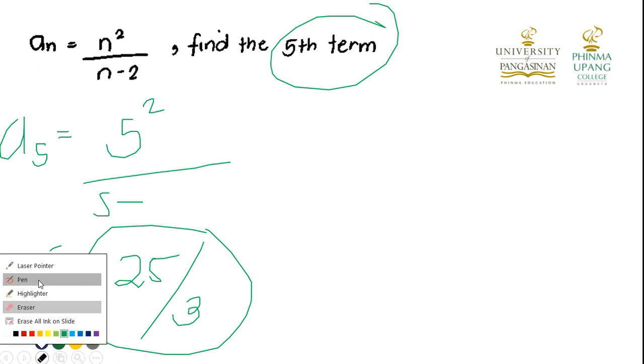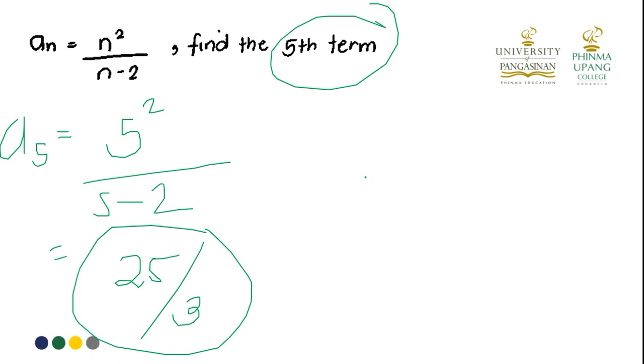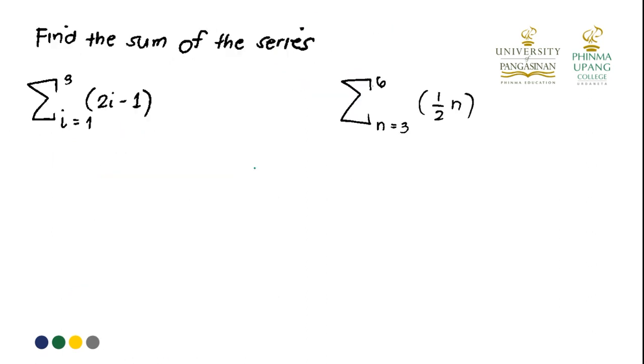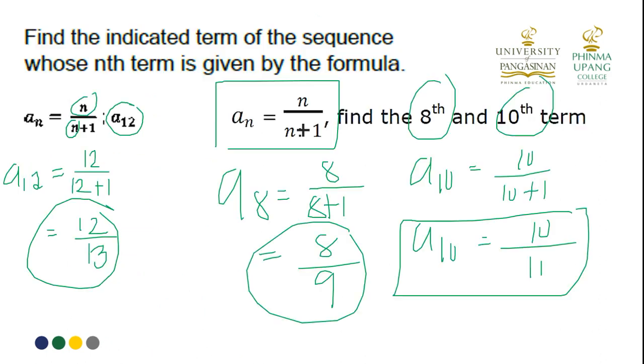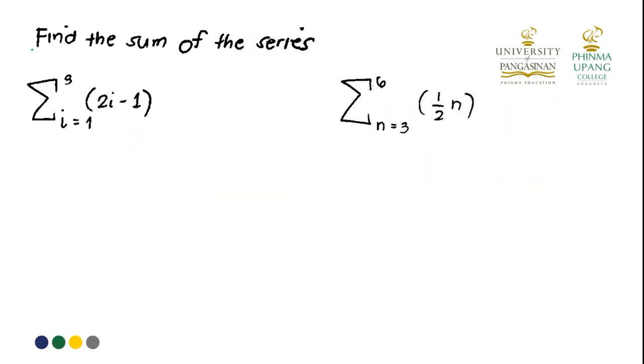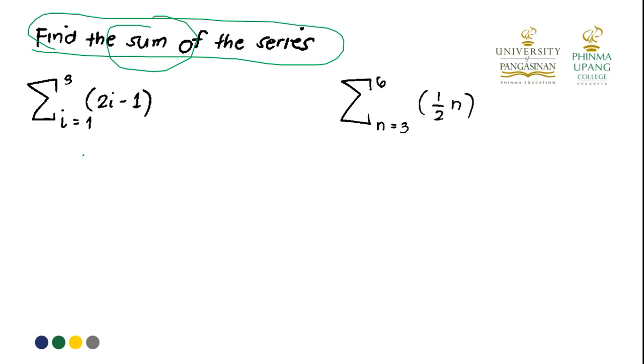Gets po? Nakuha? Yes, sir. Okay, next. We're done with the indicated term of the sequence. Now, let's move on to finding the sum of the series using sigma notation. And the index i, starting point is 1 and the ending point is 3.